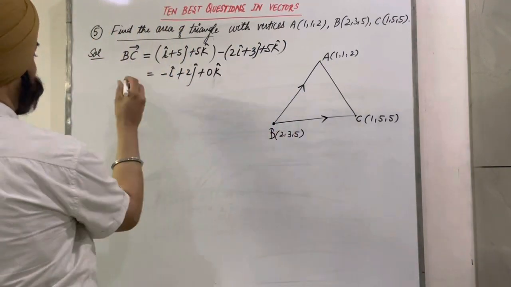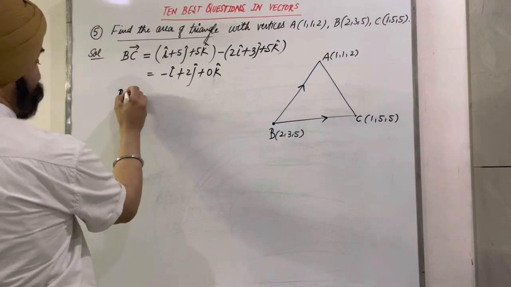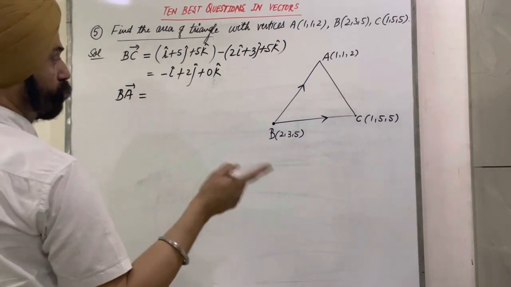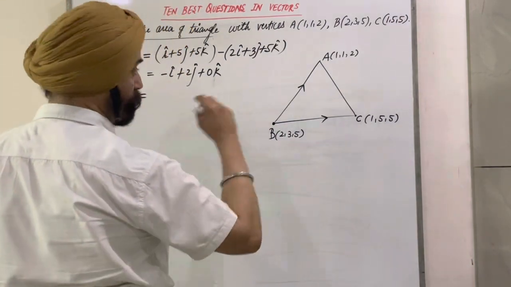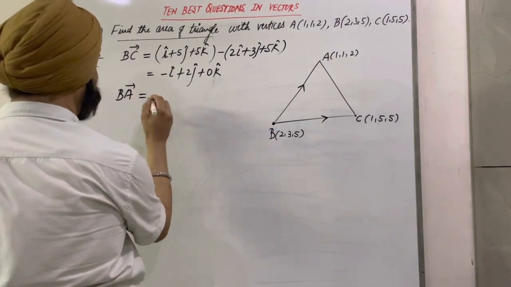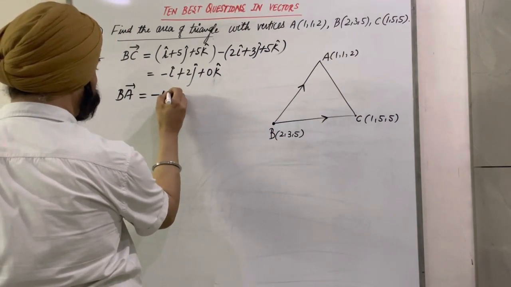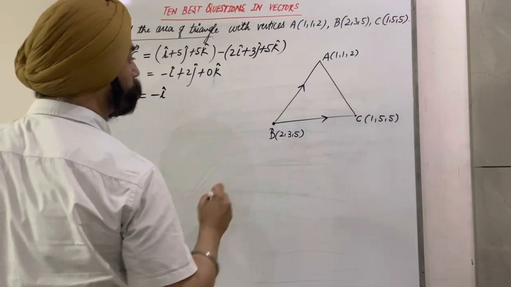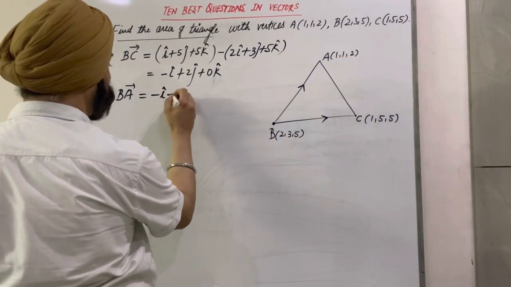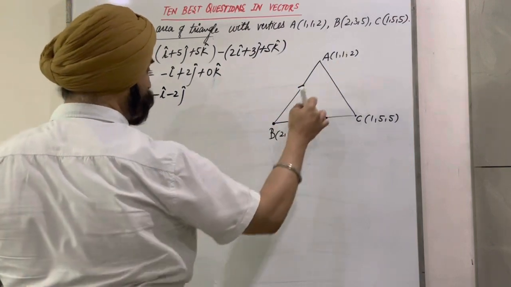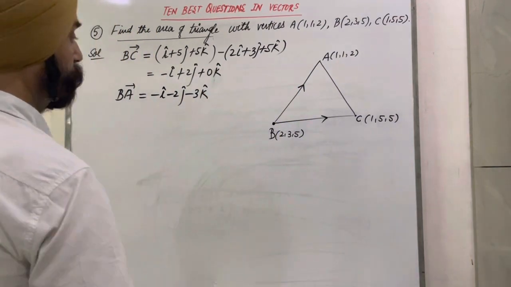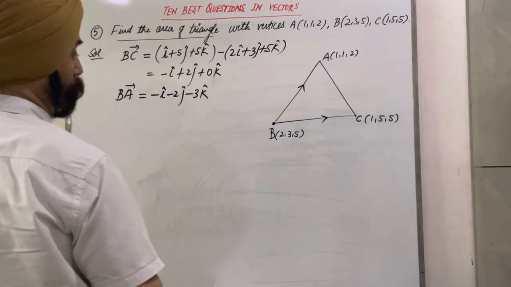Now likewise, we will generate vector BA, which is the vector pointing from B towards A. This I am going to do directly, as I told you. It's the later point minus the former point. So 1 minus 2, which is minus 1, so this becomes minus of i. 1 minus 3, minus 2, so minus of 2 of j. And 2 minus 5, that makes it minus 3 of k. So this way we have written vector BA also.